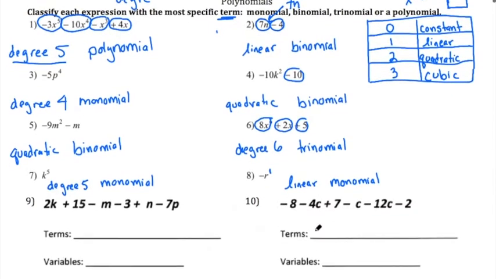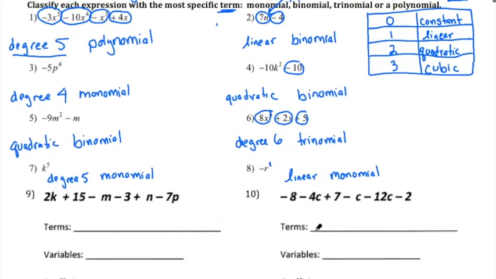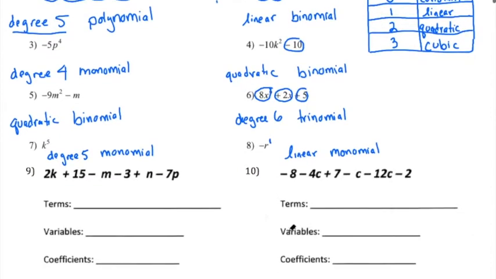Great. Okay. So we certainly can practice more of classifying in the next page, but let's go ahead and look a little bit more at some of those terms and see if we can see how they are useful in describing expressions. Okay. So in number 9, we have the expression 2k plus 15 minus m minus 3 plus n minus 7p. Okay, so let's talk about what are terms here.